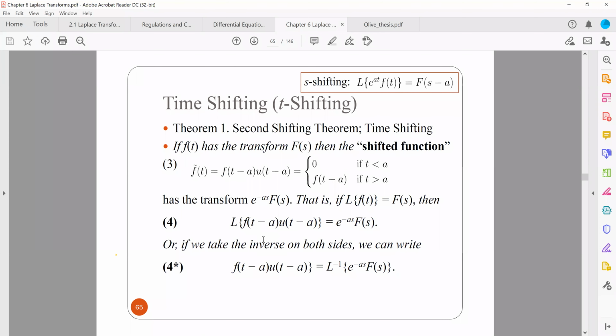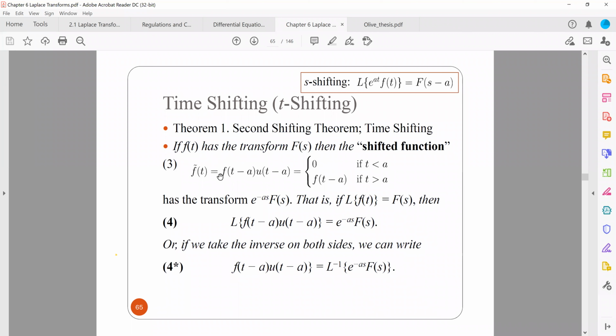So if f(t) has a transform F(s), then the shifted function, which is f(t minus a), we usually multiply by the step function to show that it is 0 up until a. So it is 0 if t is less than a, and it is f(t minus a) if t is greater than a. It has the transform e to the minus as times F(s). So if I have a function, and we'll see some examples, I know the Laplace transform of a function, say 1. The Laplace transform of 1 is 1 over s.